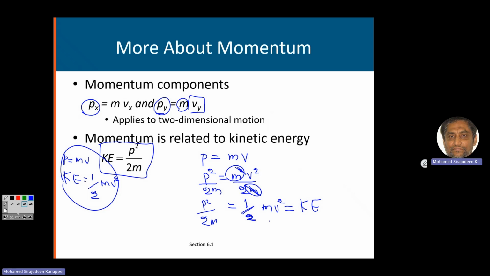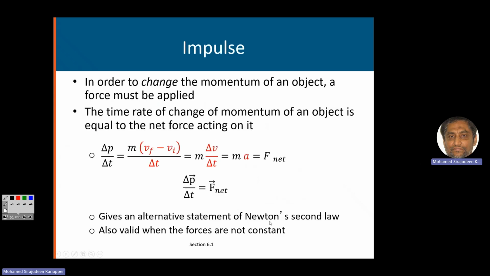Okay. So I proved it to you. The magnitude of the momentum squared divided by 2m is equal to kinetic energy. So if you know the kinetic energy and the mass, we can find the momentum. On the other hand, if you know the momentum and the mass, we can find the kinetic energy. Right. So now that is fine.